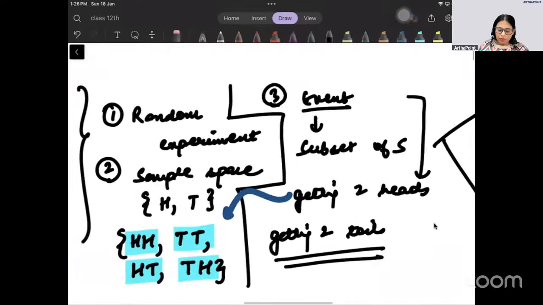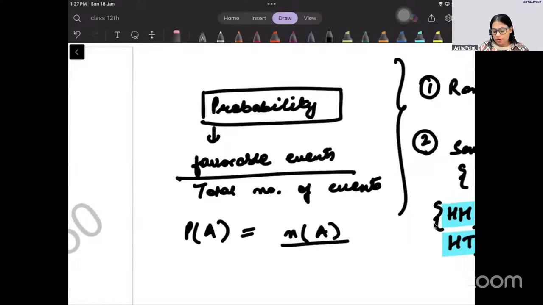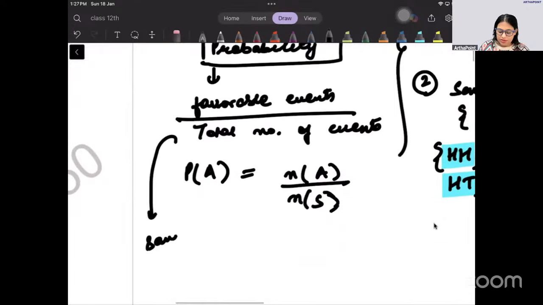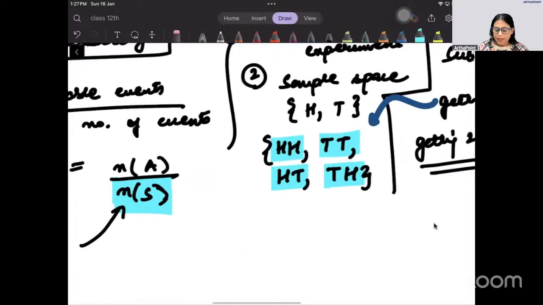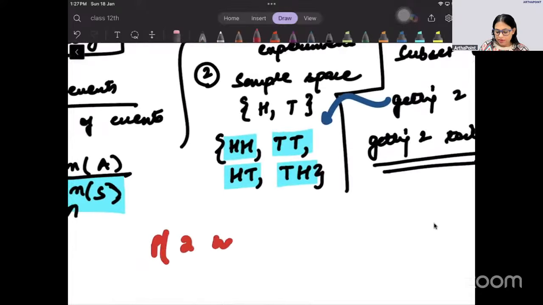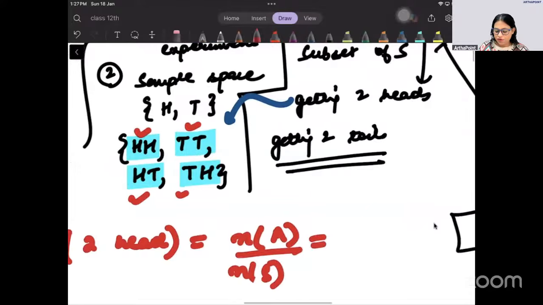Now, whenever we talk about probability, the classic definition of probability says it is the number of favorable events upon the total number of events. And total events is nothing but the sample space. So in the denominator, you will simply have the number of events in the sample space. If I have to find the probability of two heads, it is the number of favorable events by total number of events. The total number of events is 4, and two heads is coming only one time. So the probability becomes 1/4.